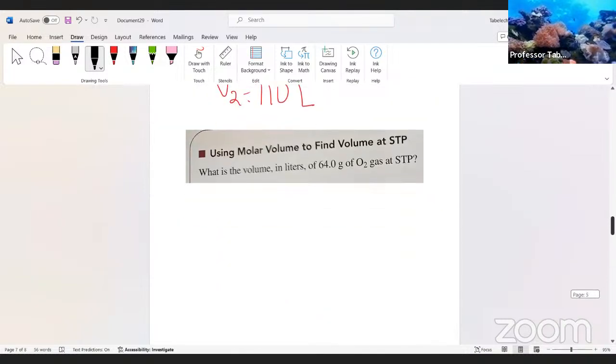Okay. So now, do y'all want to do one more of those, or do you want me to do the last topic on molar volume, because this is a little different?